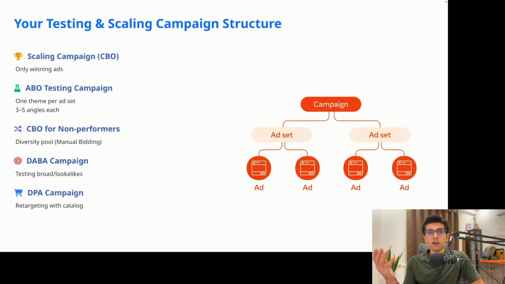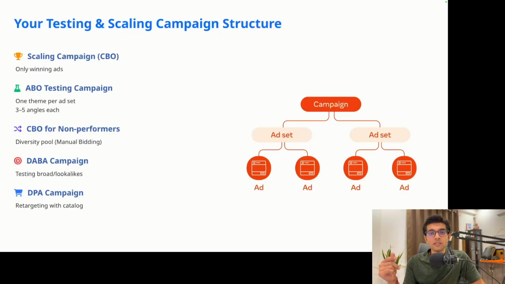If you're a new account, I can totally understand you don't have winning ads, so you can get started with the testing campaign, which is an ABO-based campaign, where with each ad set I test a single theme of creative, and each theme has 3 to 5 angles in it, which I put together and see which one is going to get more spend. I let Meta choose which creative gets the spend. I just put the budgets at the ad set level.